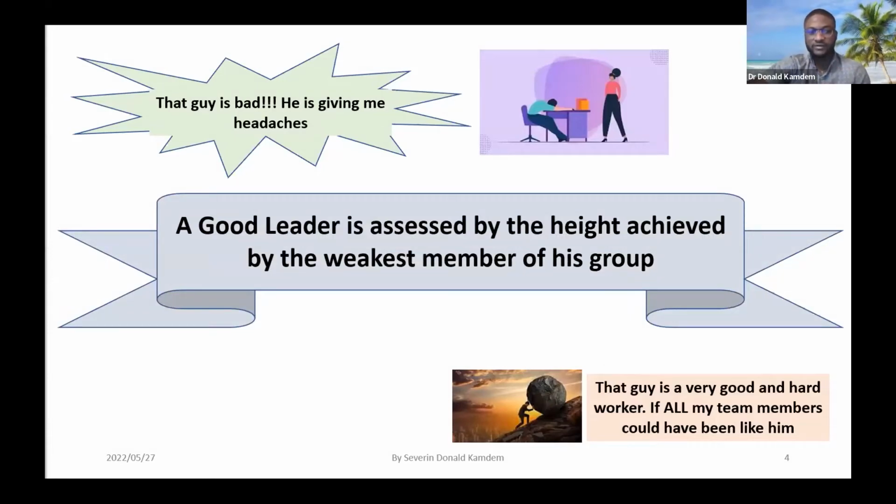A good leader is assessed by the height achieved by the weakest member of his group. Everyone cannot be a hard worker. And in a team, people come in different flavors. And as a leader, you should be judged on your capacity to transform the weakest element in your group.